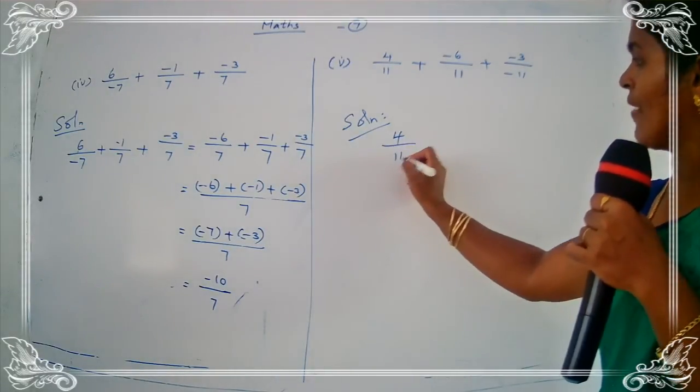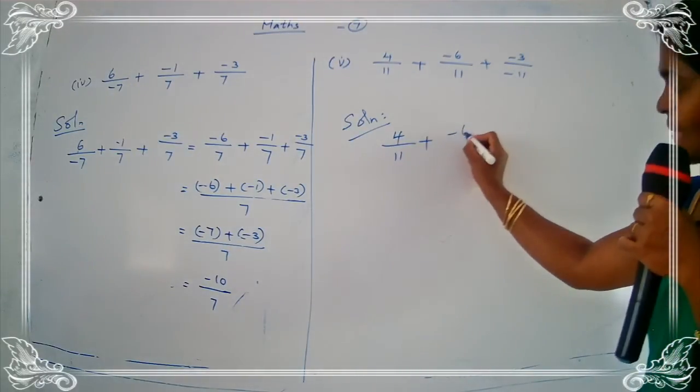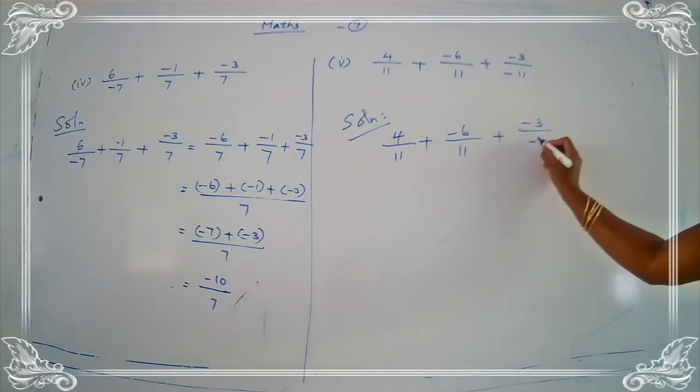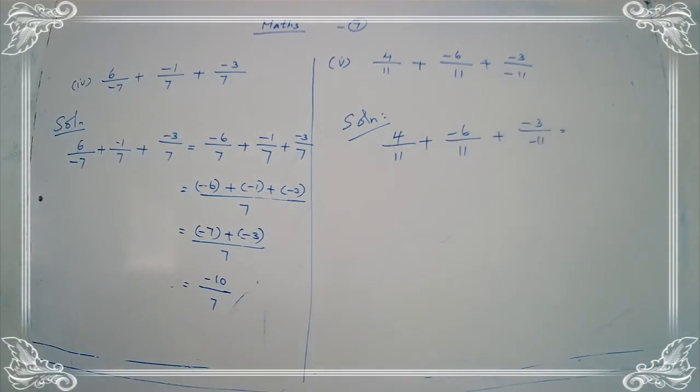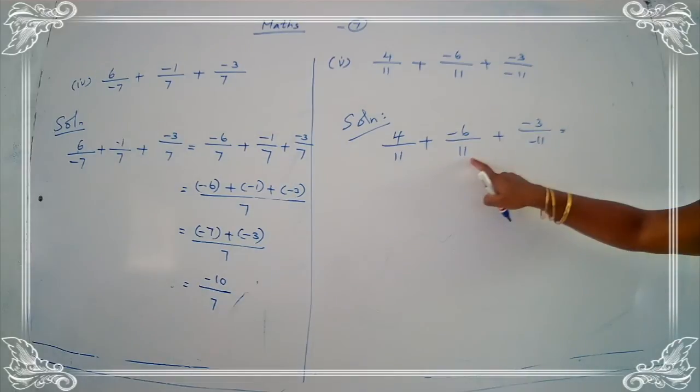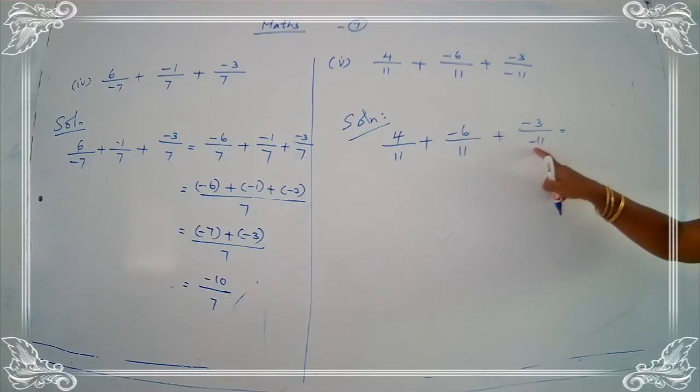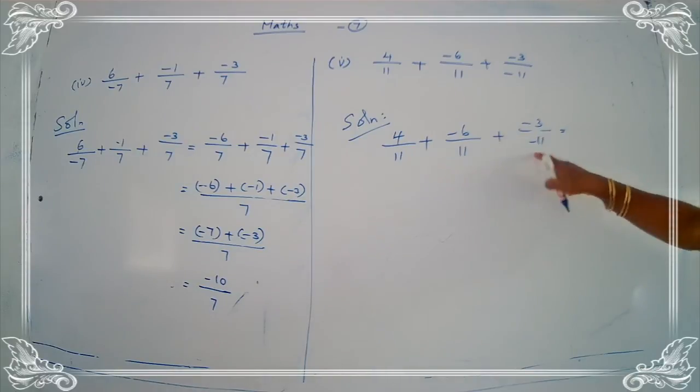4 upon 11 plus minus 6 upon 11 plus minus 3 upon minus 11. First of all, you check whether it is in standard form or not. 4 upon 11 is standard form only. Minus 6 upon 11 is in standard form. Minus 3 upon minus 11 has a negative integer in its denominator, so you write it with a positive denominator.